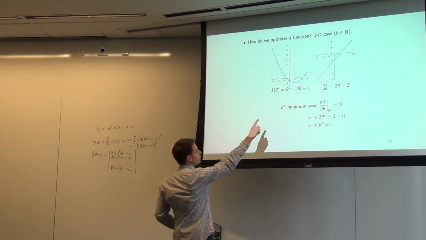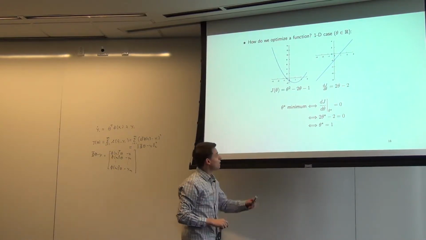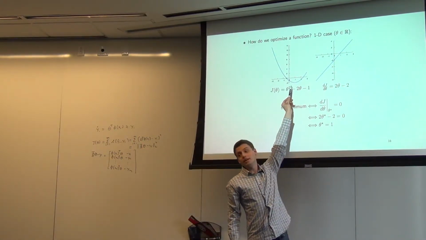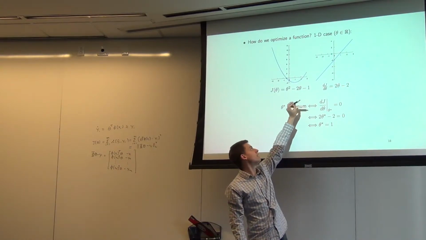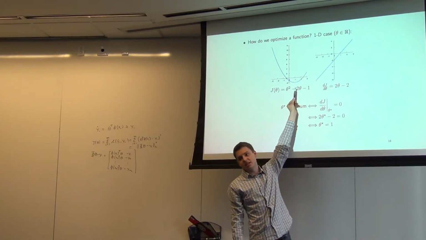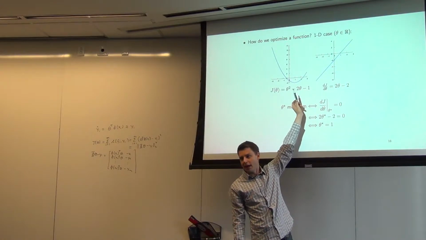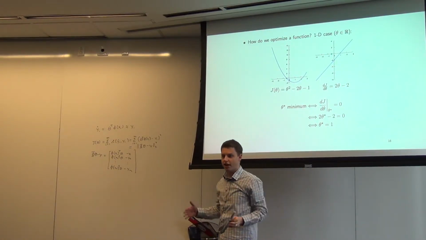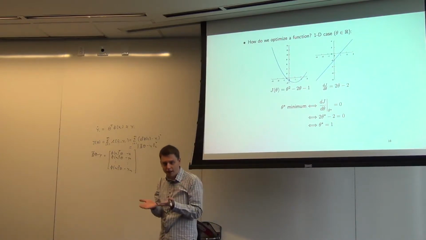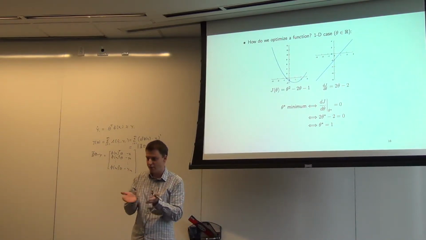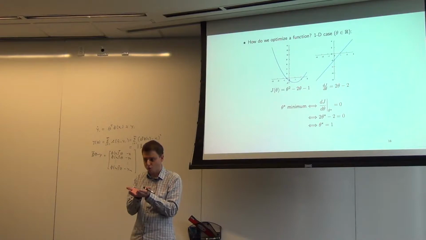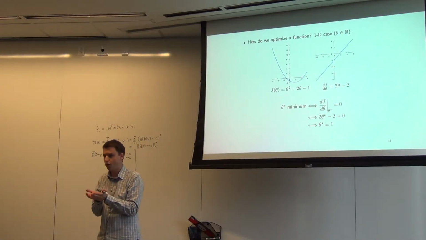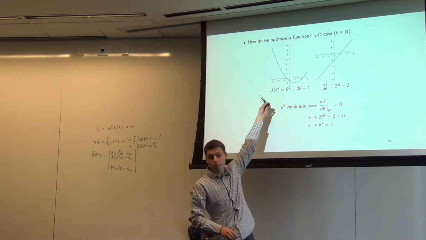I'm plotting this function right here. And the value of theta that minimizes this thing is 1 here. But how do we actually find that? So if you remember basic calculus, a function has a minimum like this if its derivative is 0. Right? The derivative of the function is the function's slope.